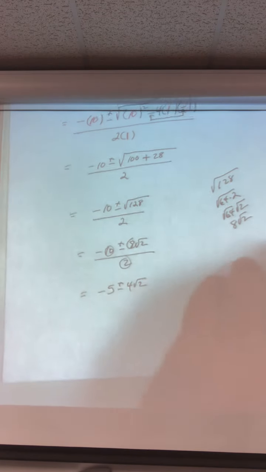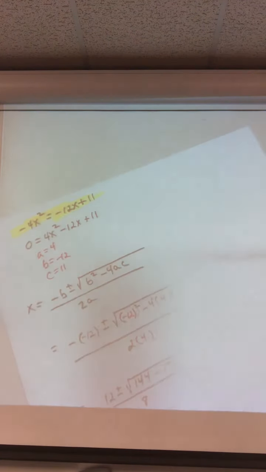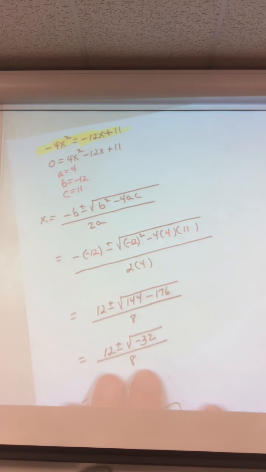Okay, let's do one more example to close out this section. I'll do again what I did before. I'm going to put the problem up, let you copy it.